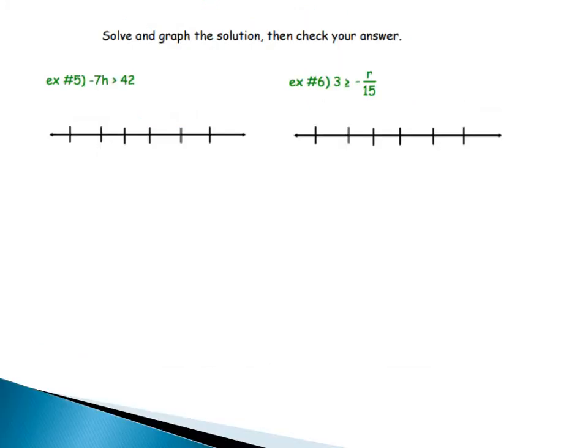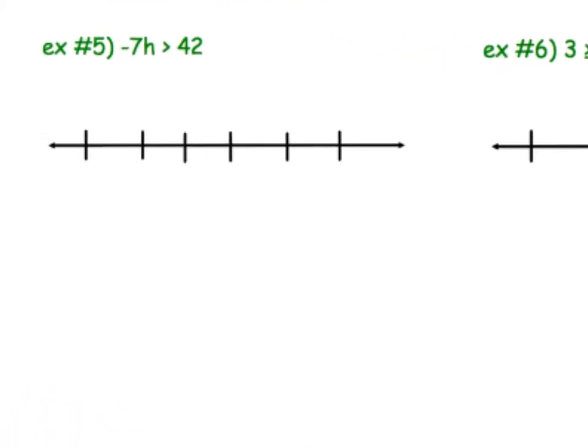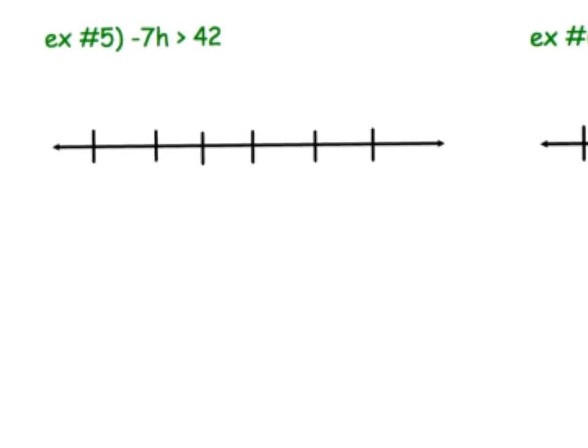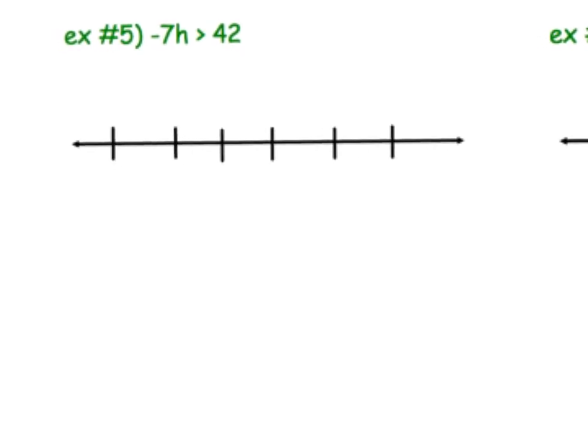Okay, a couple more examples here. Again, we're going to solve and graph each solution, and then we're going to check our answers. So this one, we have negative 7h is greater than 42. If I want to solve for h, I'm going to divide by negative 7. Divide by negative 7. That's going to give me h is greater than negative 6, right? 42 divided by negative 7 is negative 6.